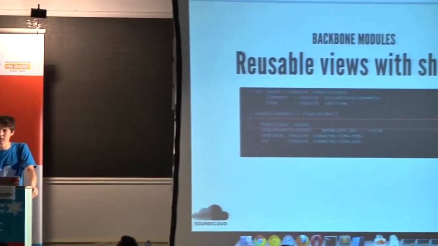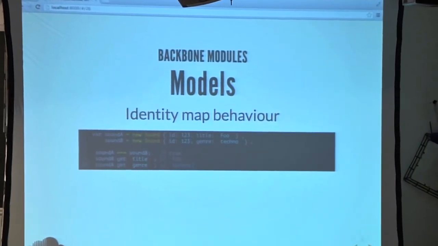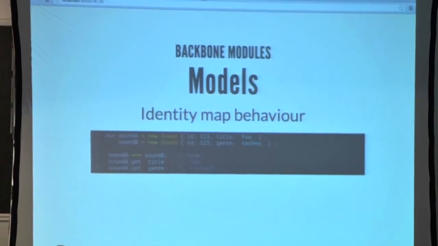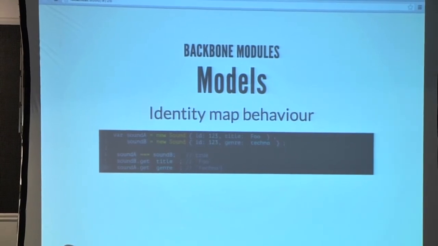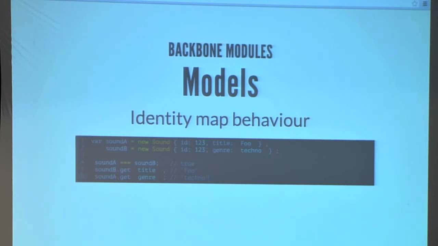And let's talk a little bit about models. Models in SoundCloud have identity map behavior. Identity map is a design pattern which means that your constructor always returns a reference to the object that already exists. If it doesn't exist, it creates a new instance, but you will not have, it's kind of a singleton, right? You always have just one object with certain ID. You can see here that I'm creating two new sounds with ID 123, but the actual object is the same. We can compare them. This is the same object.